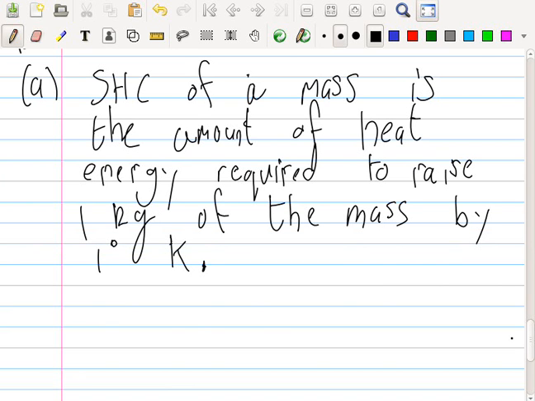Isn't it specific by 1 degree Celsius? Now you can use kilogram or gram, Celsius or Kelvin. It's okay. So for example, if you use kilogram, the specific heat capacity of water is 4,200. And if you use grams, it's 4.2 then. Actually, it's 4.18, he says.